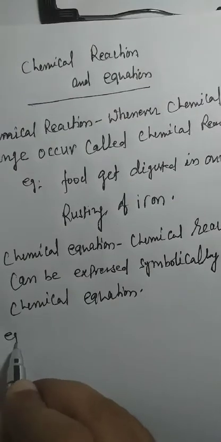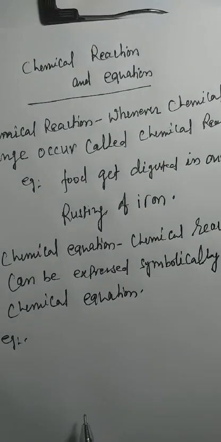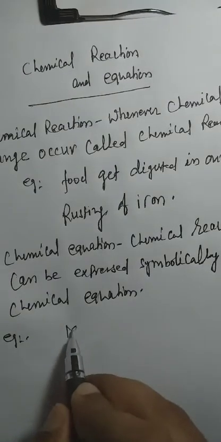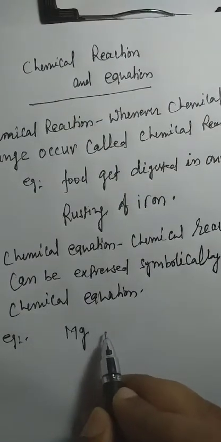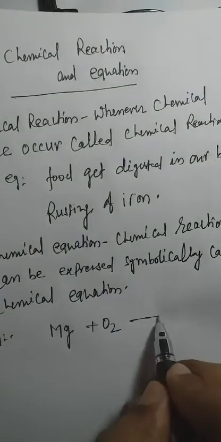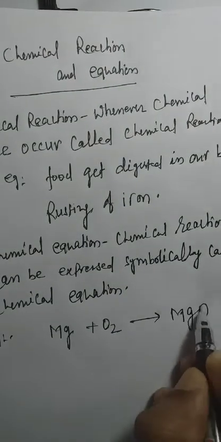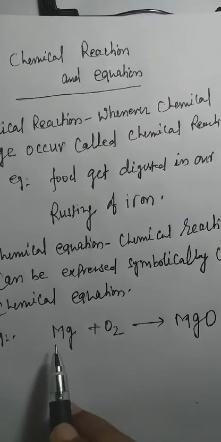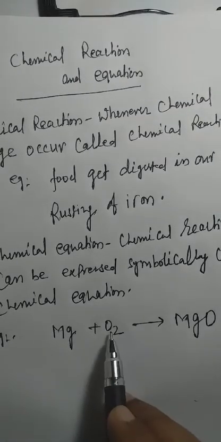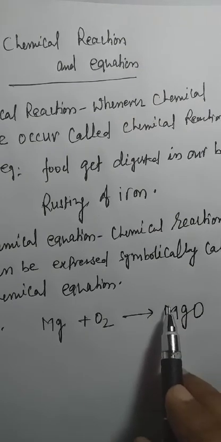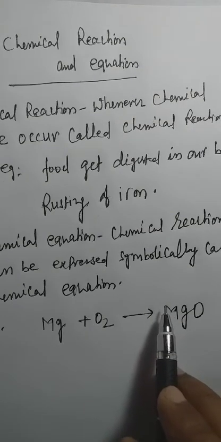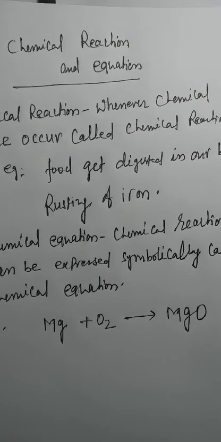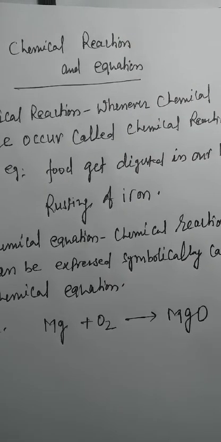When we say magnesium is burnt in air to form magnesium oxide, what we write is Mg reacts with O2, it forms MgO. So this writing fashion in terms of symbols of magnesium and oxygen, producing MgO, magnesium oxide, is called a chemical equation, right? Similarly you can take the example of calcium and oxygen, which form calcium oxide, and some others also.